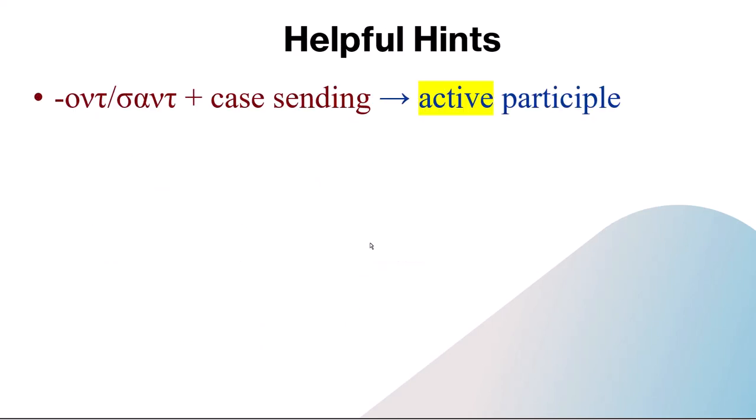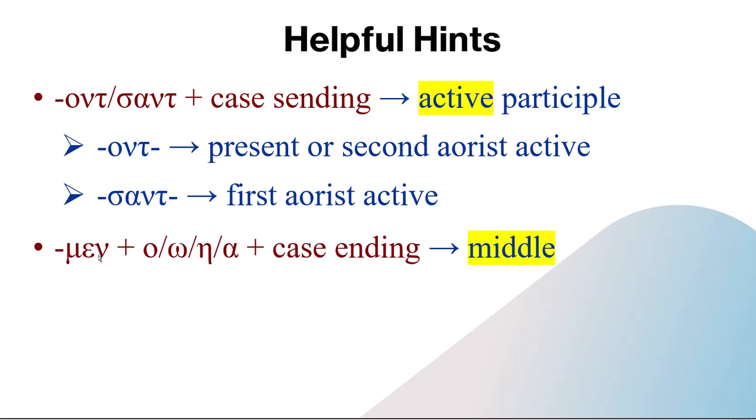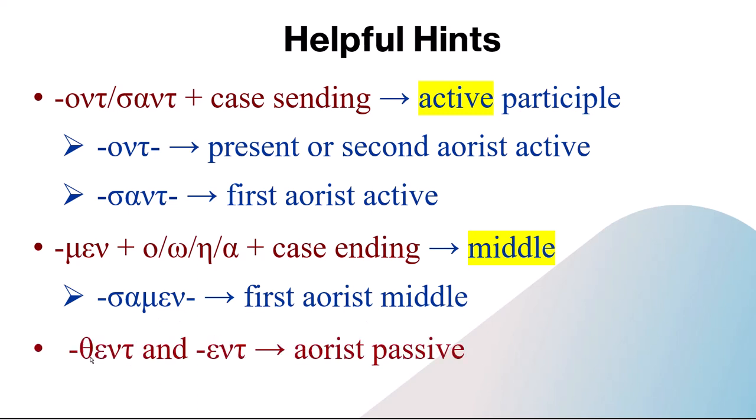So a few helpful hints. Again, if we see ant or sant plus a case ending, we're looking at an active participle. In the case of ant, it's a present or second aorist. In the case of sant, it's a first aorist. The men is a pointer to middle, and depending on the tense, it could be a middle passive. And samen points to first aorist middle. And then we have thent and ent, and those are pointing us to aorist passive, either thent first aorist or ent second aorist.